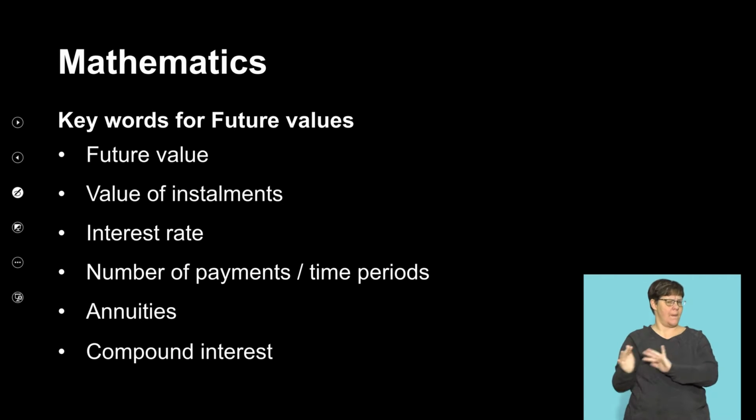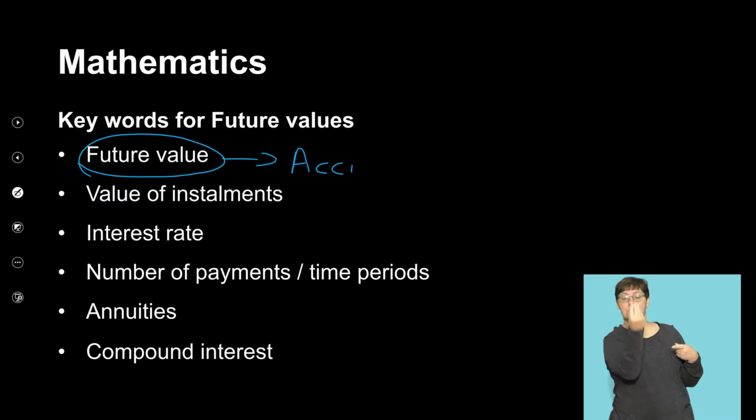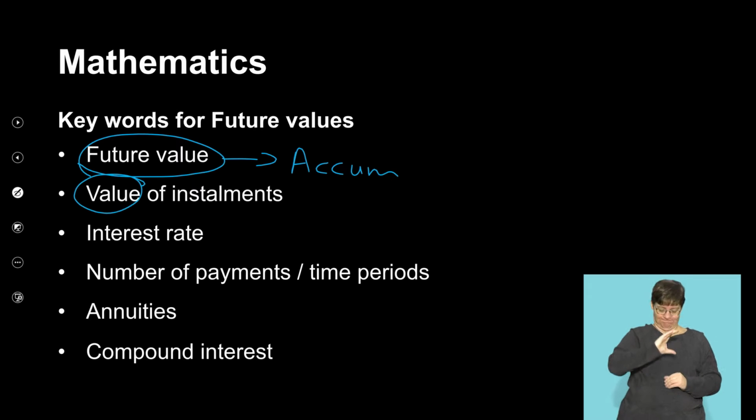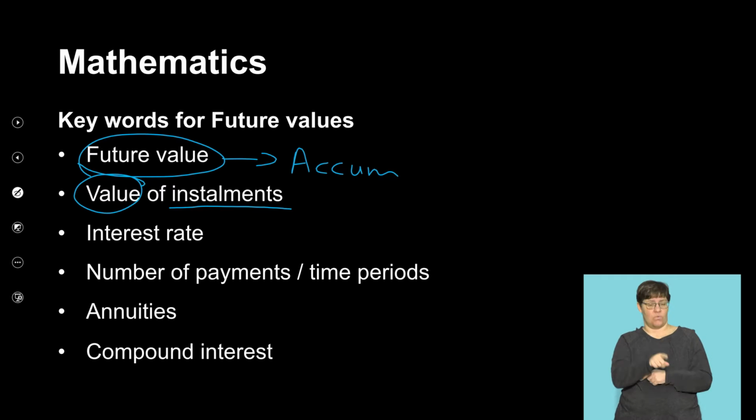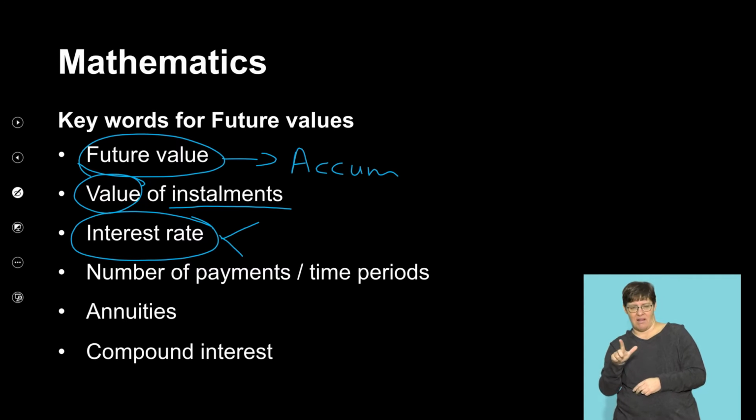The key words for future values will be the concept itself, future value. This is the money that you get in the future, so we can call it the accumulated amount, right? It's the amount that whatever you have now accumulates to in future. And then the value of installments, because we are talking about an annuity, this is on a month-to-month basis. So every month you put away maybe 300 rands, and then they give you a certain interest rate. Remember, interest has to do with the effective and the nominal interest rate, depending on what option you are opting for with the financial institution.